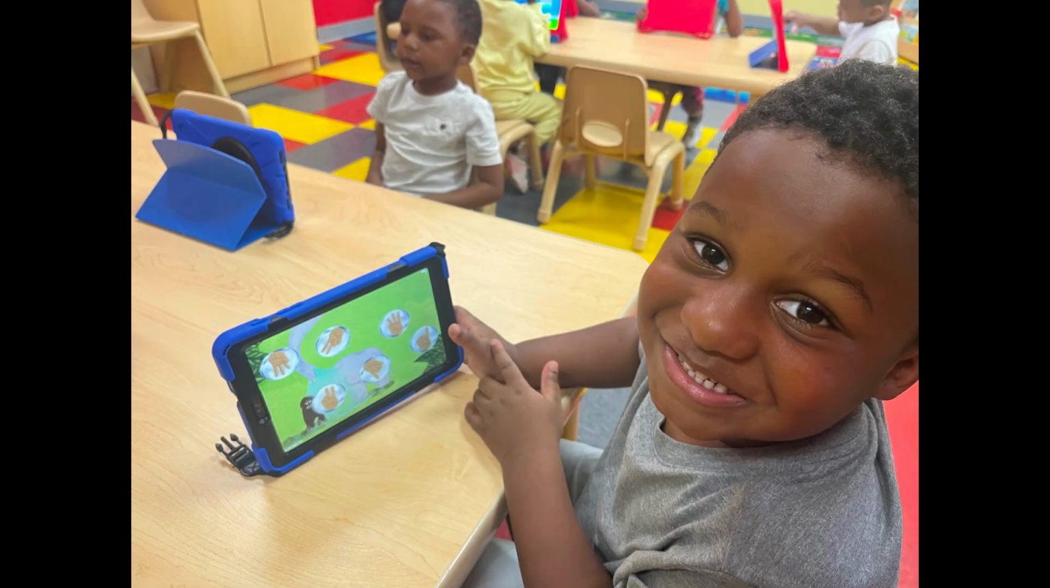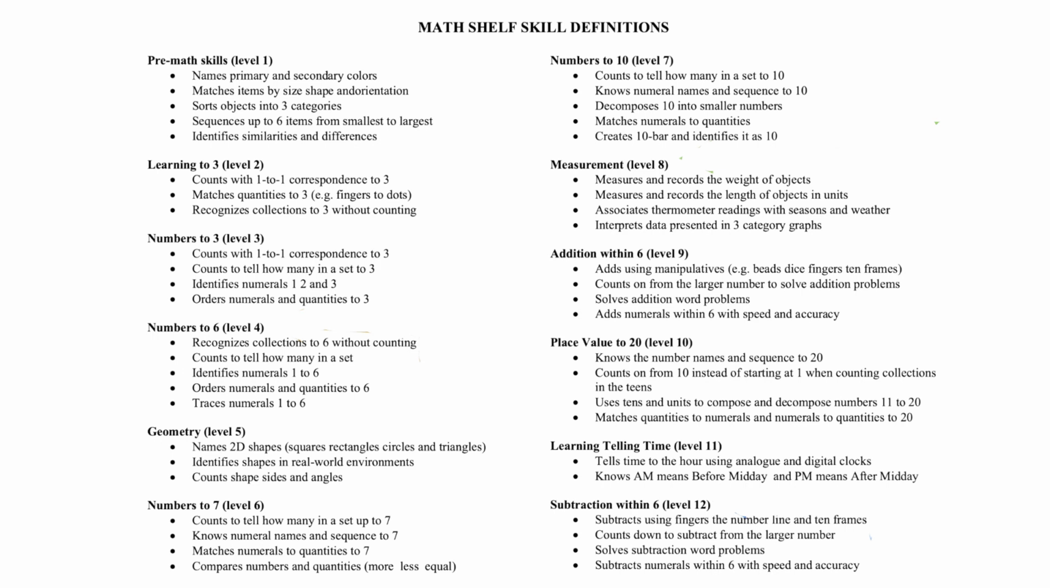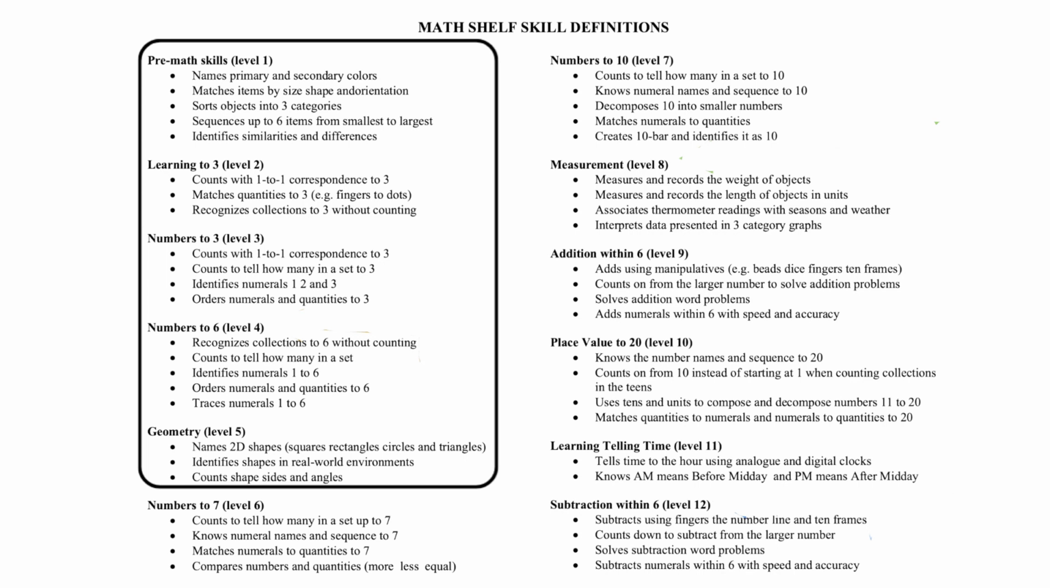While students play MathShelf, it's important for teachers to have expectations about the math skills and content children should know. The MathShelf skill sheet lists these expectations. At the end of the year, 3-year-olds should know these skills. That means by May or June, 3-year-olds know pre-math skills, numbers to 6, and shapes, spatial relations, or what we call geometry.